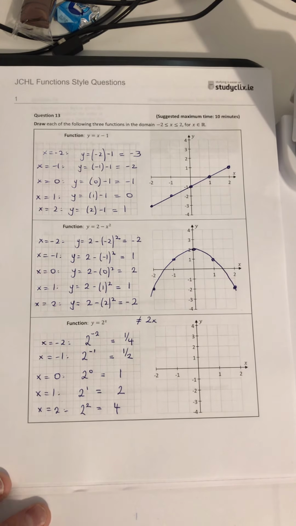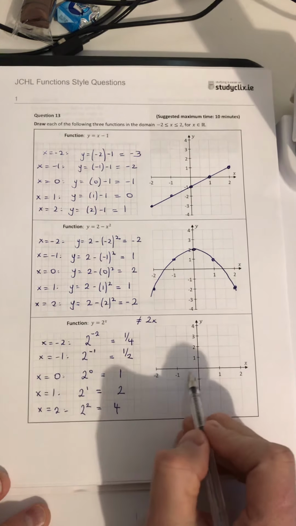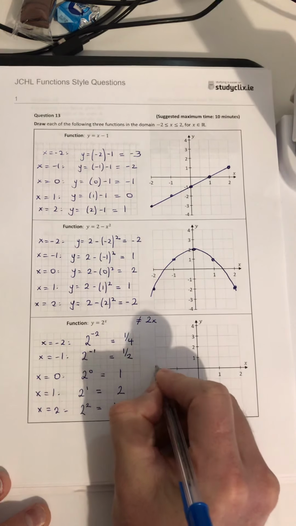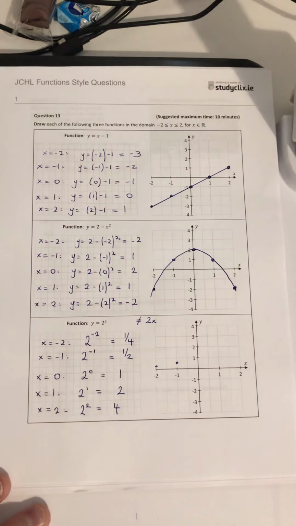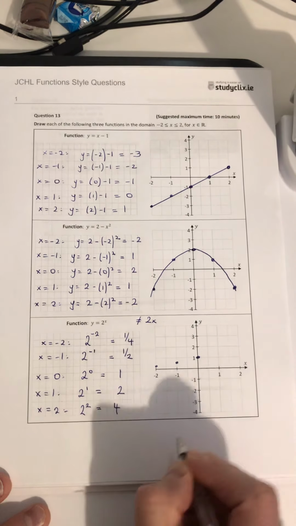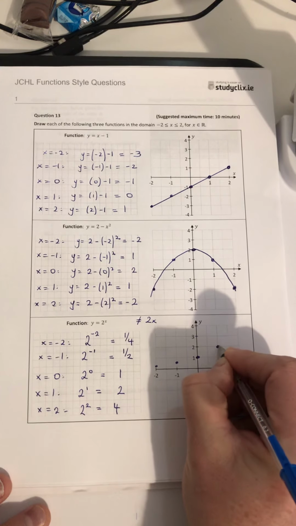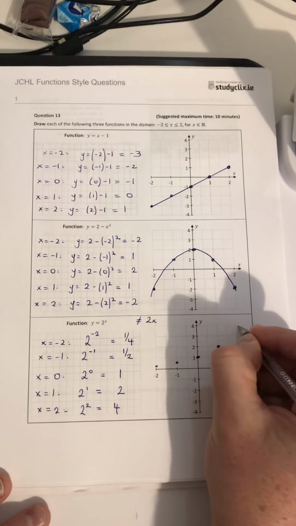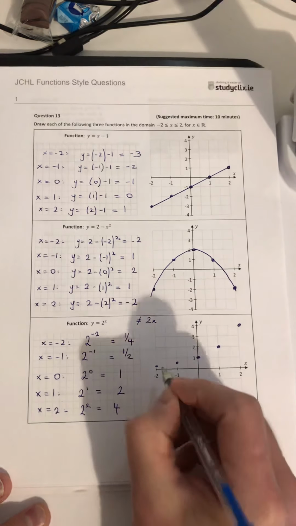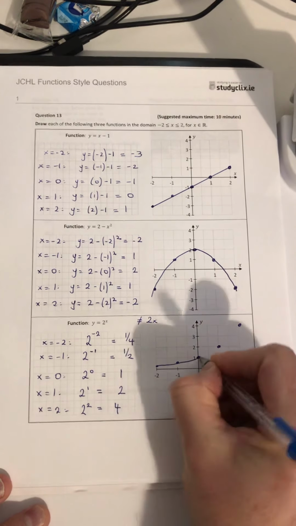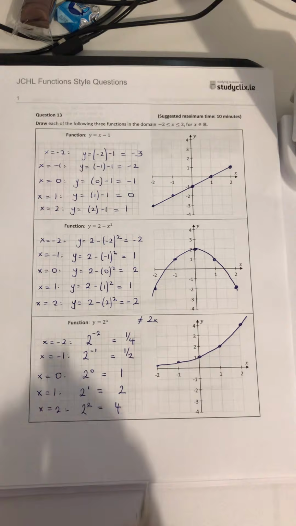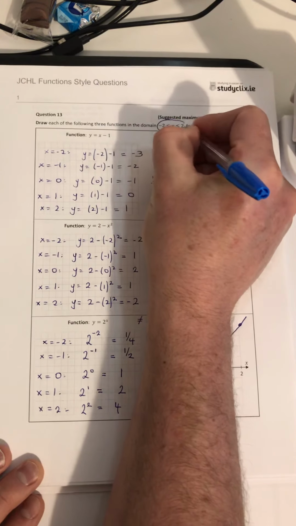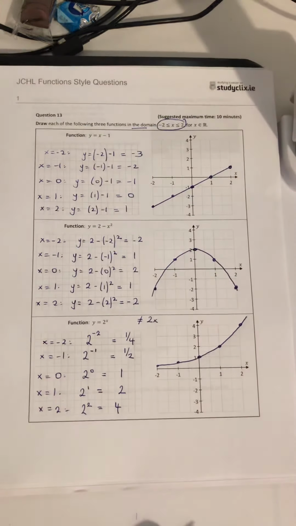So when you join this graph then, -2 up to 1/4, -1 up to 1/2, 0, 1, 1 up to 2, and 2 up to 4. Your graph will look something like so. Okay, so there's the first 3 graphs for you, all drawn between -2 and 2 in the domain.